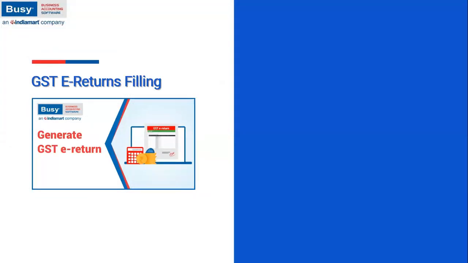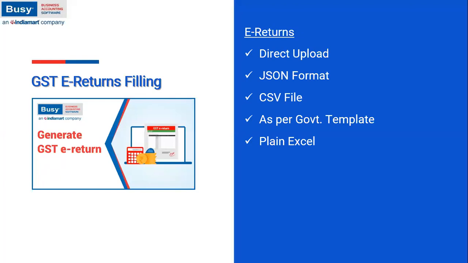Next is GST e-return filing. For GST e-return filing, we have many options like direct upload, JSON format, CSV as per government template, and plain Excel. So you can directly file your GST return on the portal. Direct upload option is available. JSON format: if you want to generate the JSON file and upload it on the GST portal, this feature is also available. You can generate JSON file also.